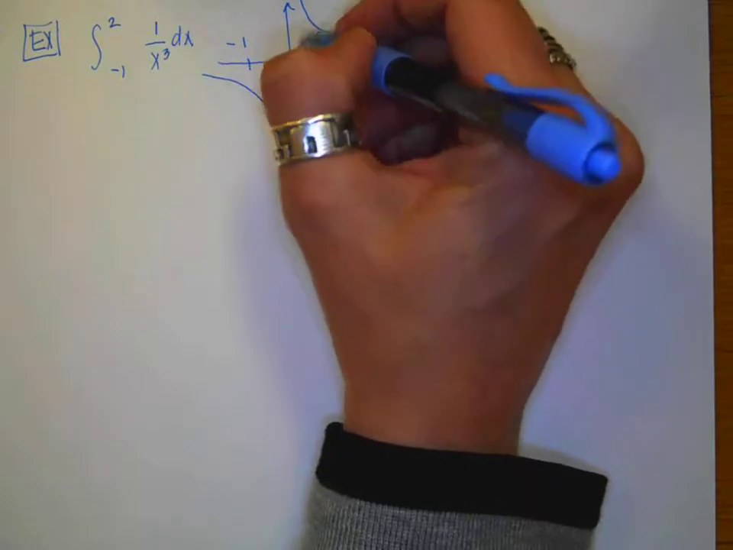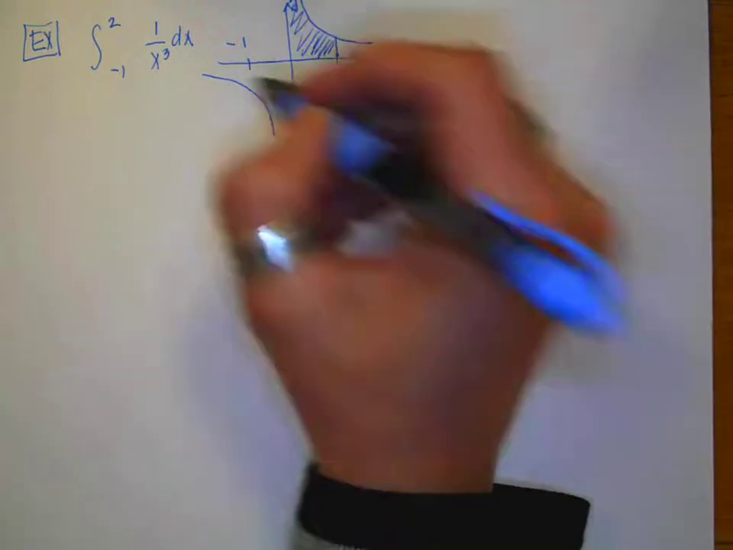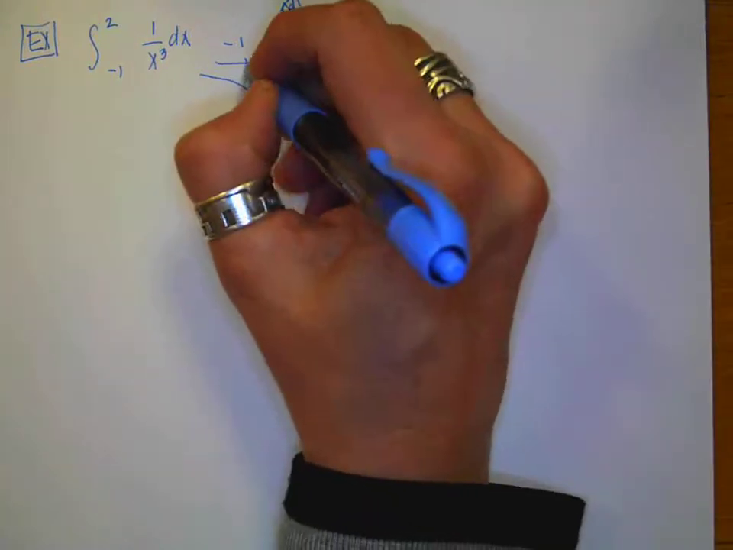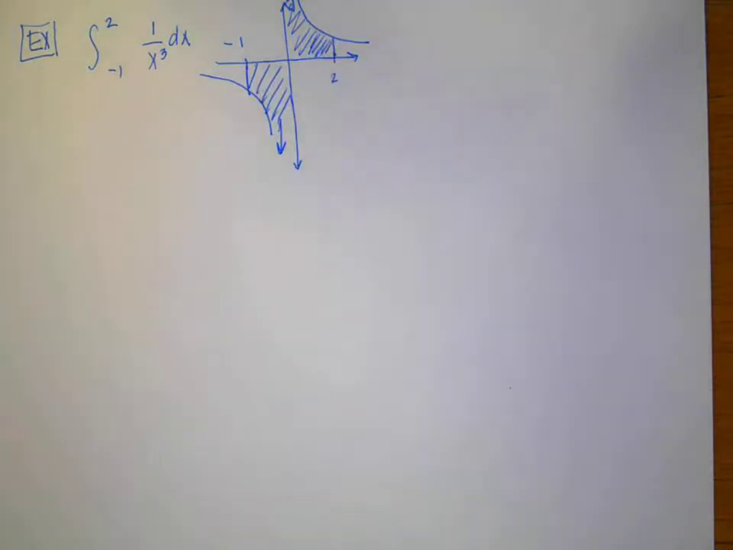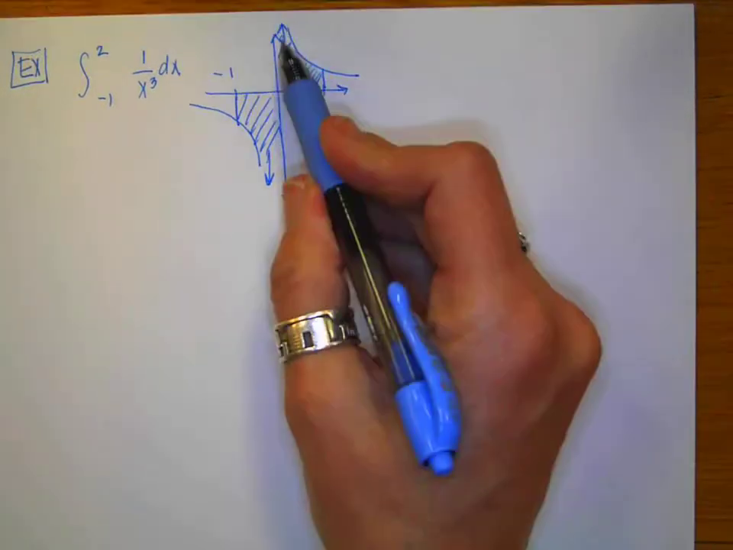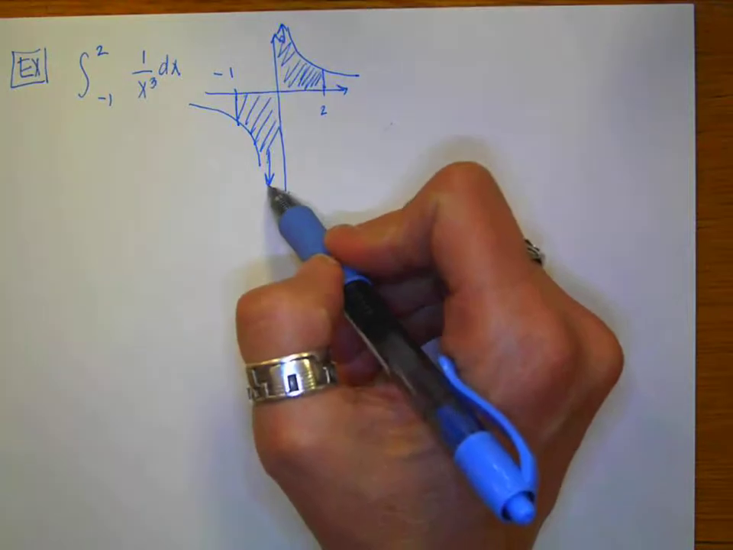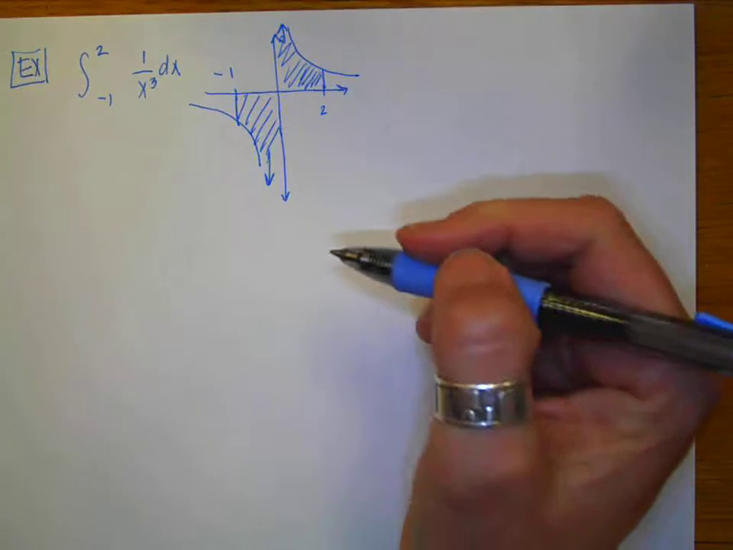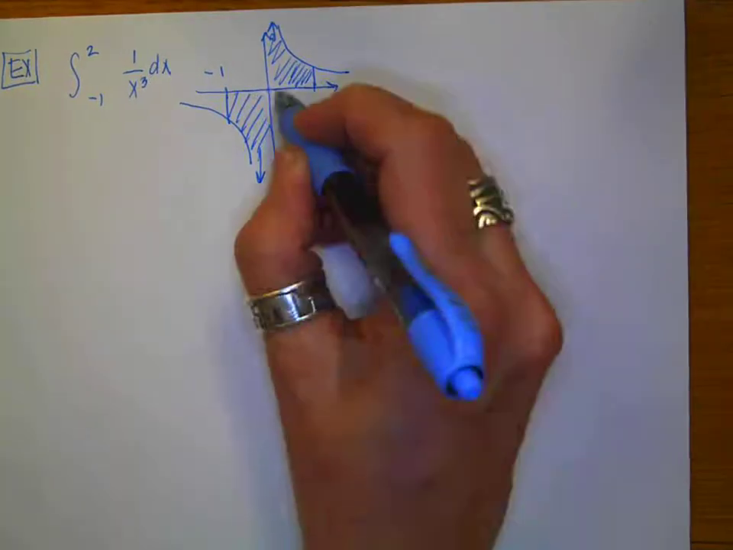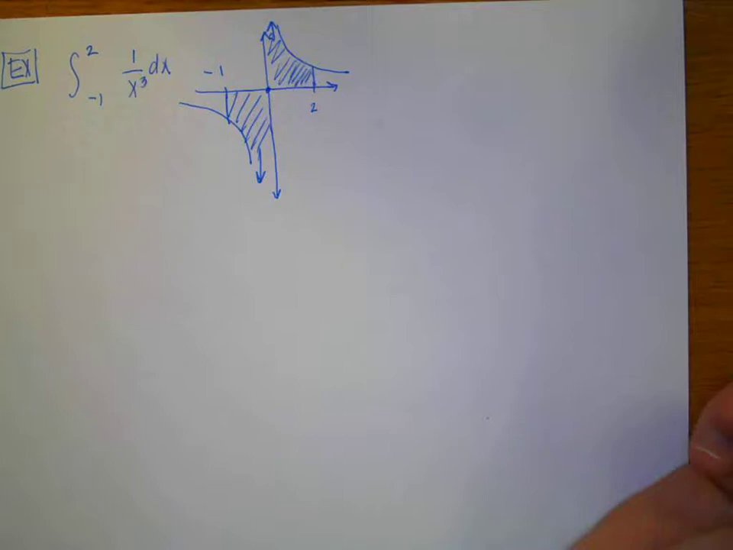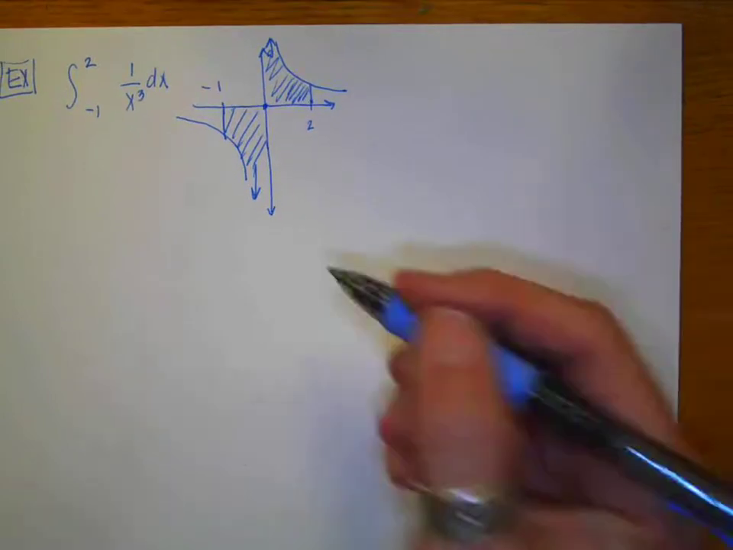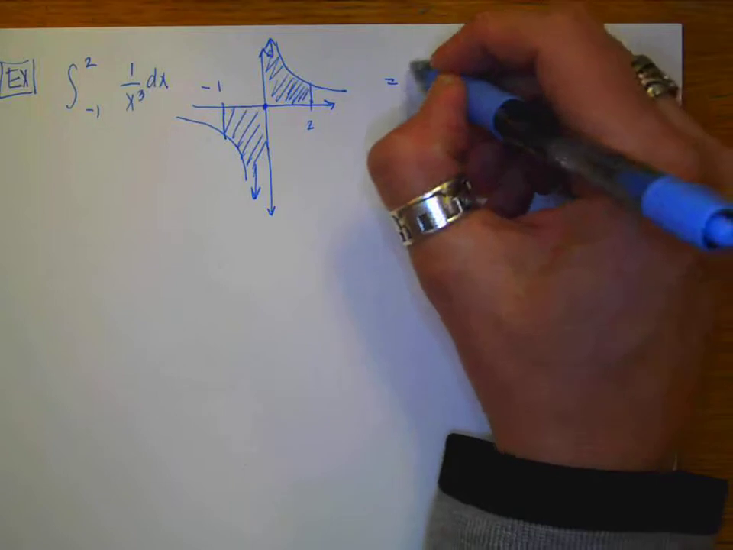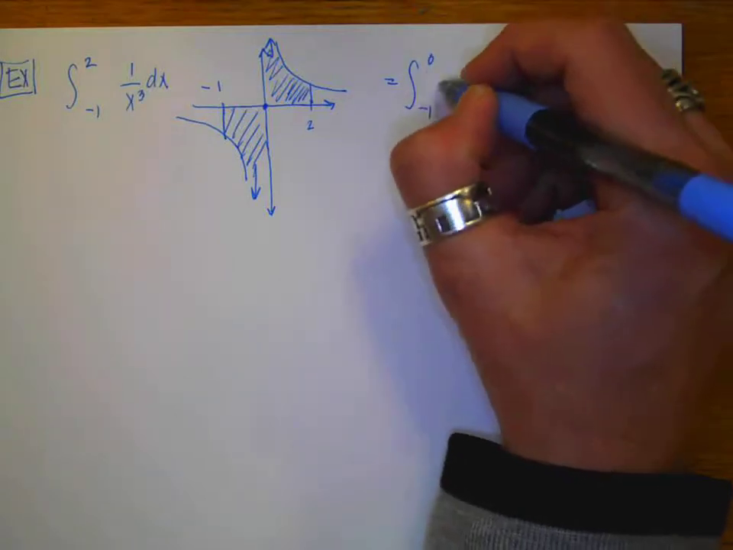And this is my negative 1. And I'm going to draw that a little bit longer. So notice that at 2, I have an area that keeps going up. And from negative 1, I have an area that keeps going down. So I have an infinite discontinuity at x equal to 0. Then I'm going to need to split up my areas. 0 is a convenient place to split it up, especially since I have a vertical asymptote there.